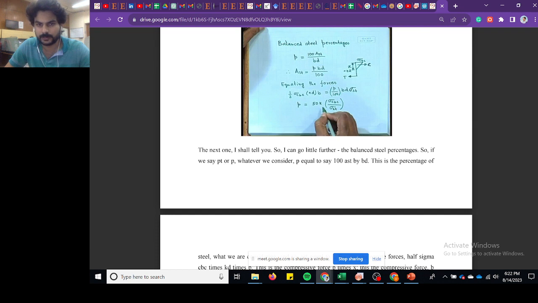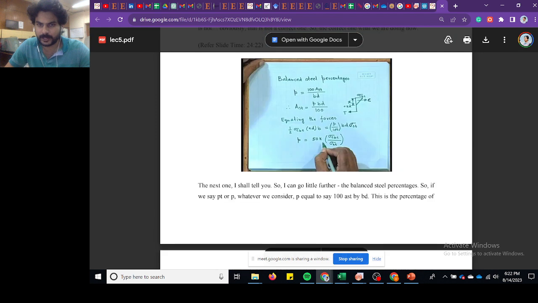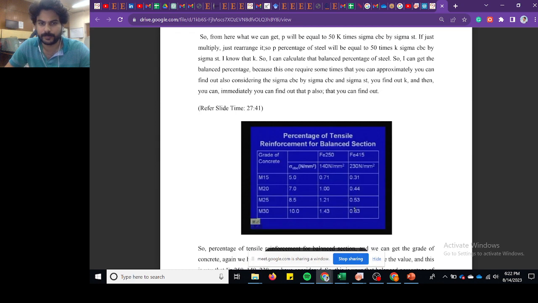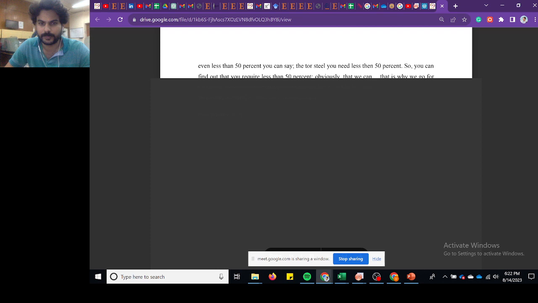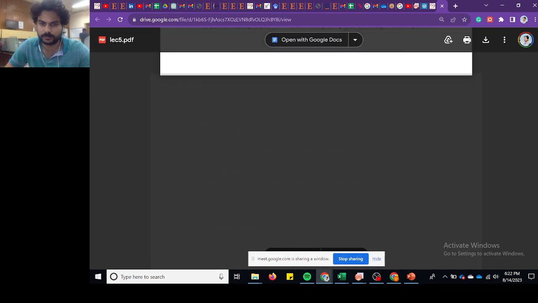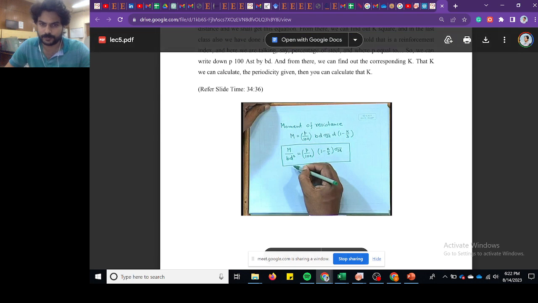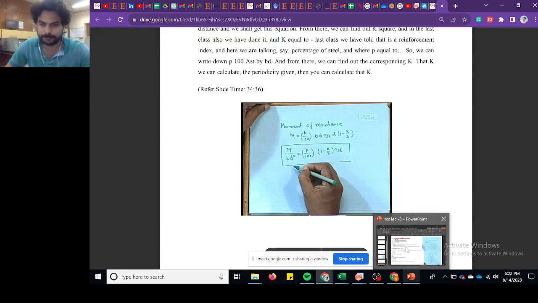This thing also, balancing the sections and then calculating the percentage of P is equal to what formula, which is the percentage of steel. This also. Okay, we'll go to the PPT again.